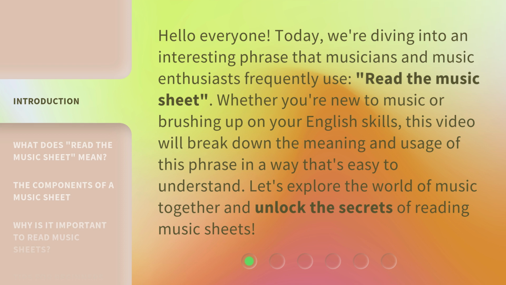Today, we're diving into an interesting phrase that musicians and music enthusiasts frequently use: "read the music sheet." Whether you're new to music or brushing up on your English skills, this video will break down the meaning and usage of this phrase in a way that's easy to understand. Let's explore the world of music together and unlock the secrets of reading music sheets.